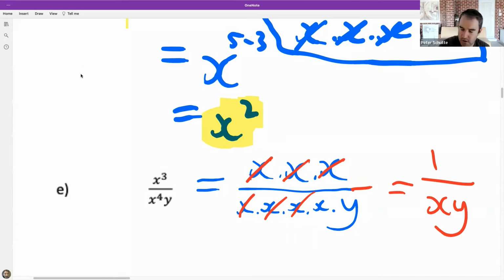And so, again, I really advise you that if you're confused by powers, just go back to writing it out in full until you feel confident again. There's no harm in doing that. In fact, I think it helps a lot of students to do that.